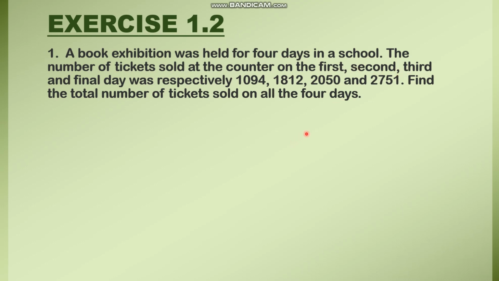So what we have to find out? Find the total number of tickets sold on all the 4 days. So to find out the total, which operation we can do? Yes, that is addition, isn't it? To find out the total, we can add all these numbers together. Got it, children? And this is a word problem, that's why we have to write the steps.